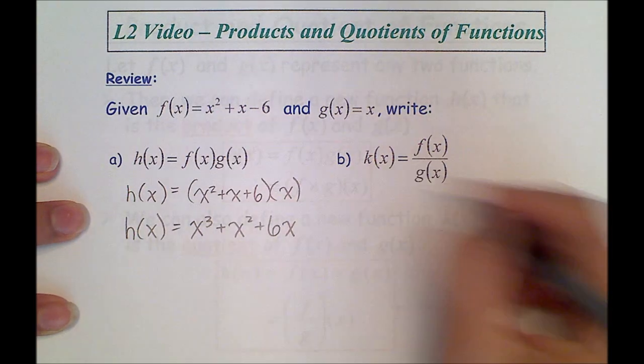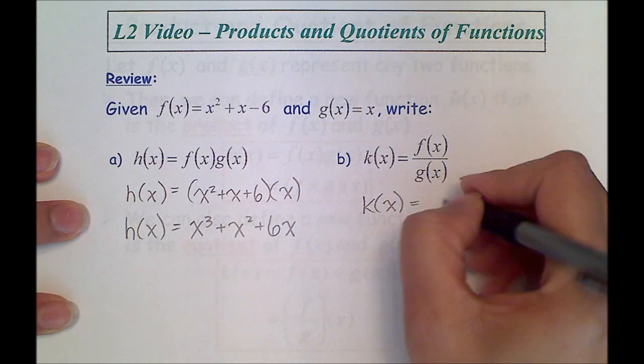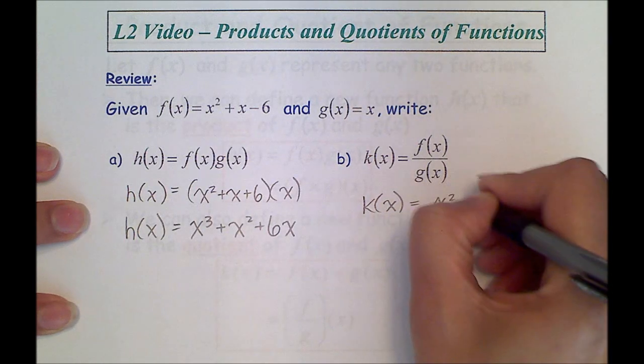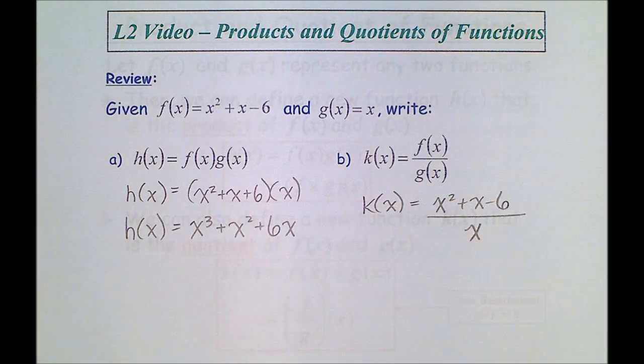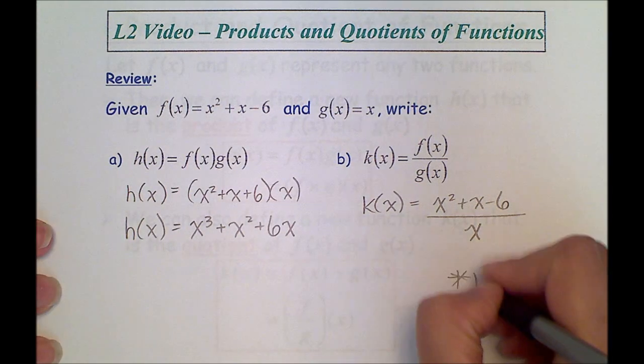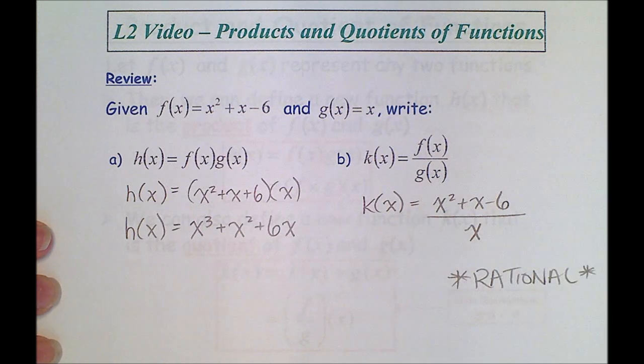For k of x, we're going to do division. So we'll look at f of x, which is x squared plus x minus 6, over g of x, which is equal to x. So now what you'll notice is that when you look at the quotient of a quadratic over a linear, you end up with a rational function. So it ends up changing the kind of function that we started with, and this one becomes a rational function.